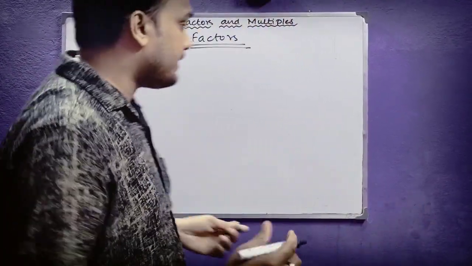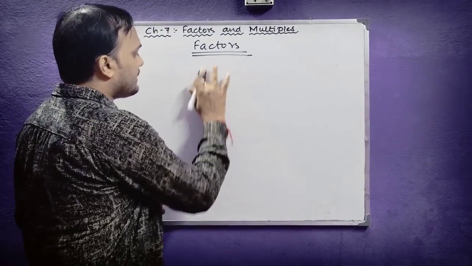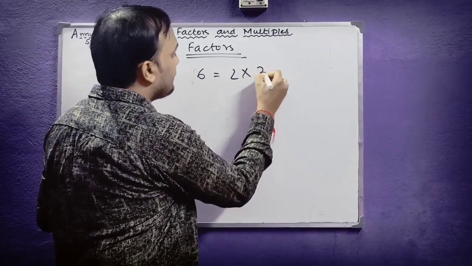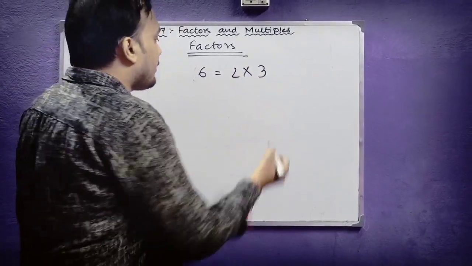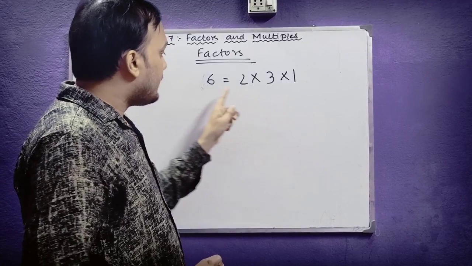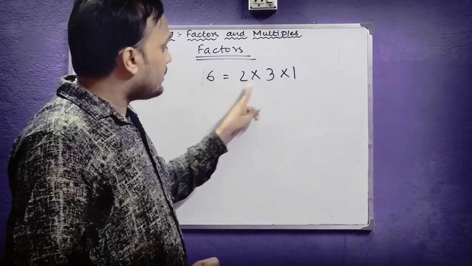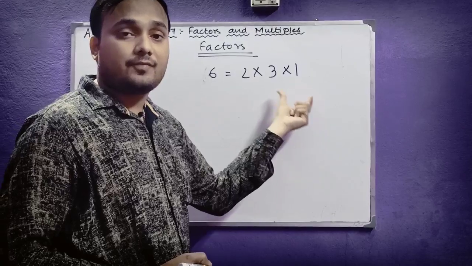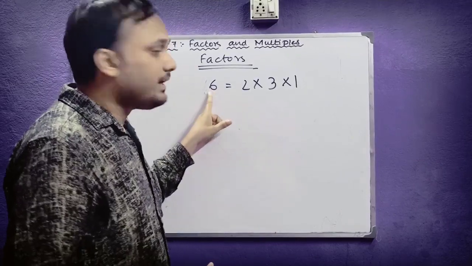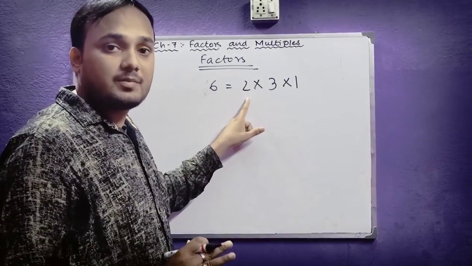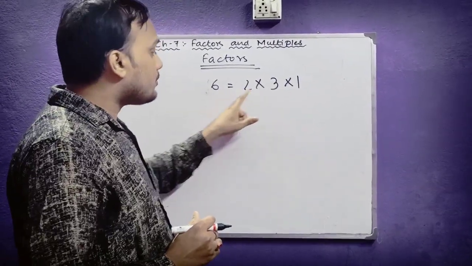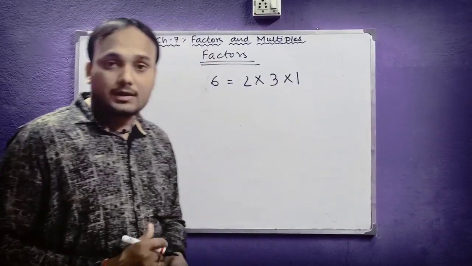Suppose I have a number, let us write a very small number, 6. I can express 6 as 2 into 3 or 3 into 2, anything. Expanding more, it will be 2 into 3 into 1. So 6 is a number, and 2, 3 and 1 are the 3 different factors of 6. Why am I saying 2, 3 and 1 are the factors of 6? Because if I divide 6 by 2, its remainder will be 0. That means 6 is completely divisible by 2, 3 and 1. So 2, 3 and 1 are the 3 factors of 6.